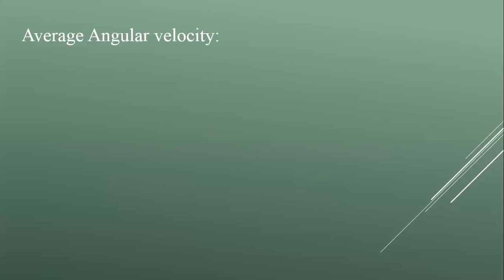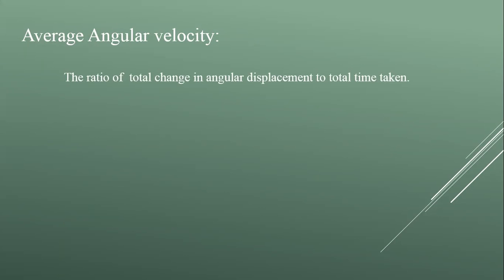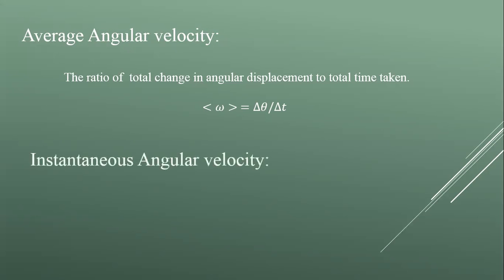Now there are two types of angular velocity. First one is called average angular velocity, and it is equal to the ratio of total change in angular displacement divided by the total time taken. So omega is equal to delta theta over delta t, where delta theta is change in angular displacement and delta t is the time taken.